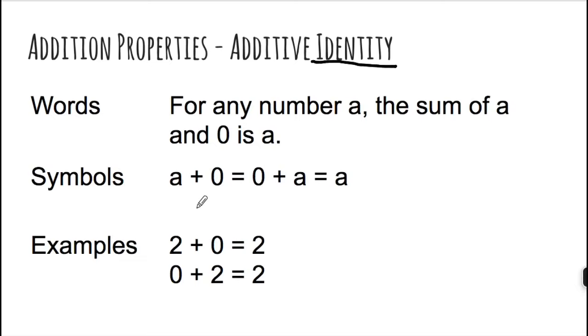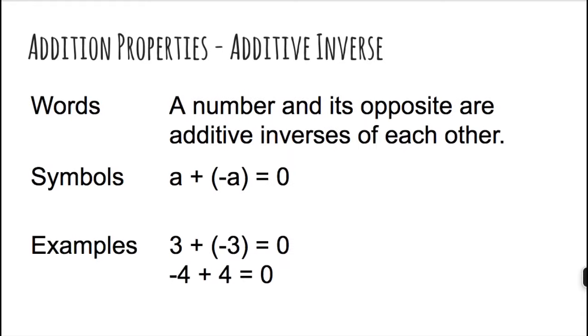Anytime you take a number and you add 0 to it, you get itself. The second property of addition is your additive inverse. The additive inverse says a number and its opposite are additive inverses of each other. By opposite, we mean the opposite sign. Whenever we add a number and its opposite together, we get this special number 0 back.